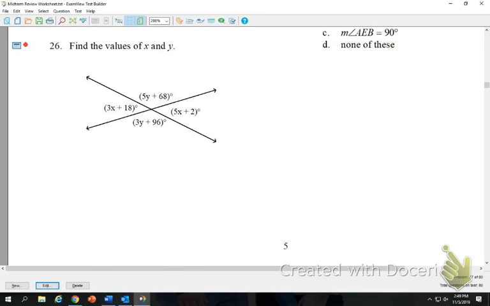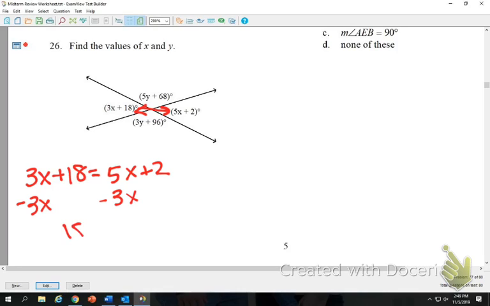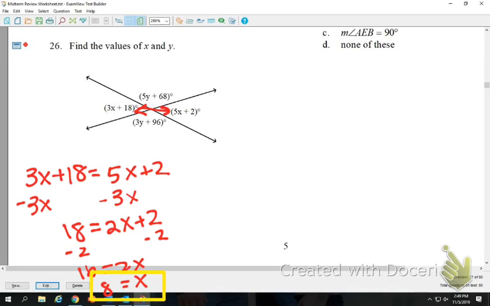26. Find the values of x and y. Well, the x's are across from each other, and they are vertical. So they are going to equal each other. You'll solve for x by subtracting the smaller x. Subtract 2. 2x equals 16. So x equals 8. That's the first answer. If they got it wrong, it is minus 1.